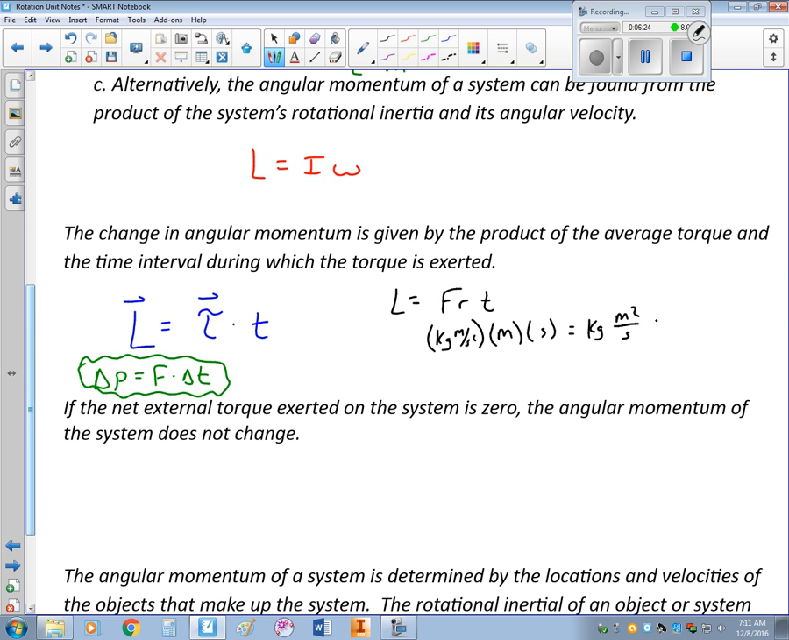which is the same as the units for angular momentum, because remember that for angular momentum, moment of inertia is a kilogram meters squared. Omega is a radian per second, but radian is unitless, so it's really a 1 per second. So a kilogram meters squared per second is the unit of angular momentum.